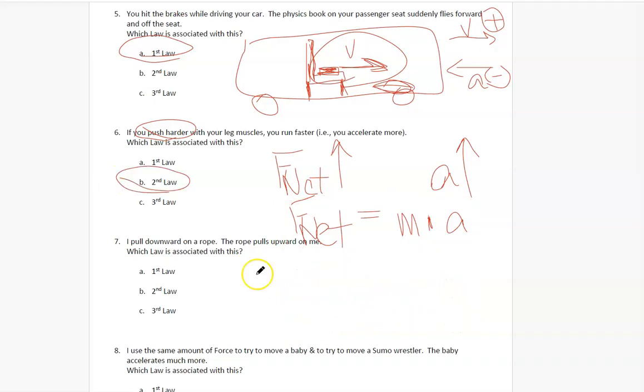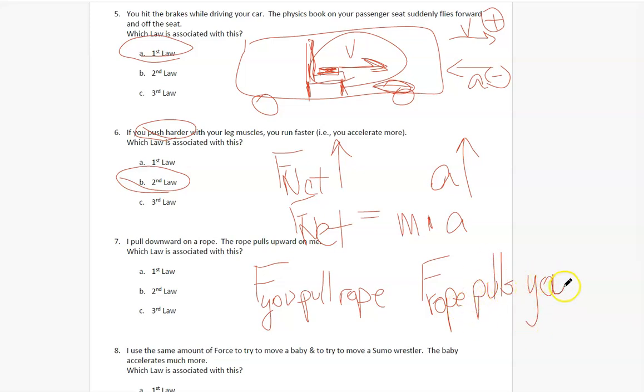All right. Number 7 says, I pull downward on a rope. The rope pulls upward on me. Which law is associated with this? Well, you have a force where you pull on a rope, and as a result, the rope pulls you. Well, this is Newton's third law. For every action, you get an equal and opposite reaction. And if we want to be careful about the signs, we say one is the negative of the other because they're in opposite directions to one another.